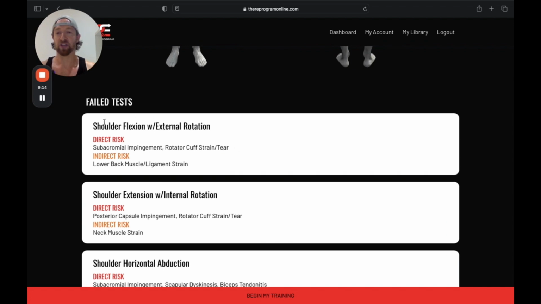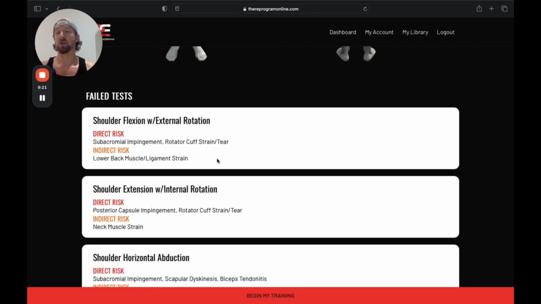Okay, and here we go. It says here, so failed test: shoulder flexion and external rotation, direct risk, subacromial impingement, rotator cuff strain or tear. And these are the most common problems that we get and we see when we leave these unchecked. These are your highest risk injuries, okay? And then indirect risk, we are looking at lower back muscle ligament strain, all right?